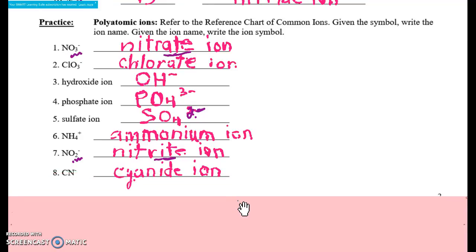And finally, CN- is the cyanide ion. CN-, and that's the poison. Cyanide is poisonous. Sodium cyanide, whatever it is, and you take that in and it's extremely poisonous. So those are the answers to page 2.